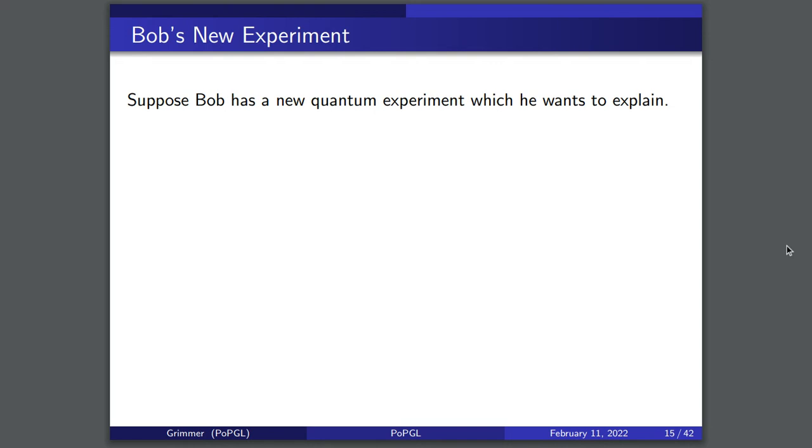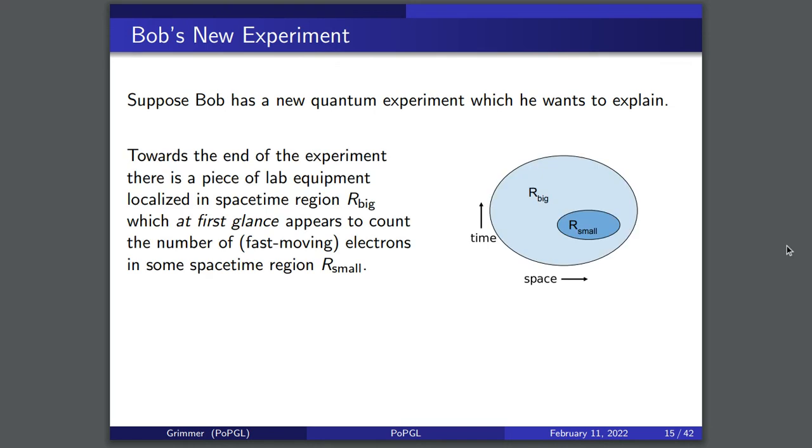To explain this, I'd like to go through a scenario about Bob, who would like to explain his new experiment. So just let me take you through a little dialogue between Bob and Alice, and we'll see where that leads us. Right? Suppose Bob has a new quantum experiment that he wants to explain. And somewhere towards the end of that experiment, there's a piece of lab equipment which is localized in some region R big in space and time, which at first glance to Bob, his pre-theoretic intuition is that it appears to be counting the number of fast-moving electrons going through the space-time region R small, right? So he thinks this is roughly what his measurement device is doing.